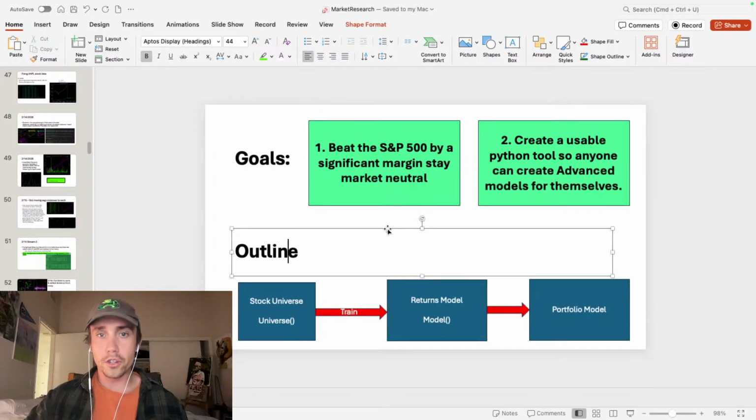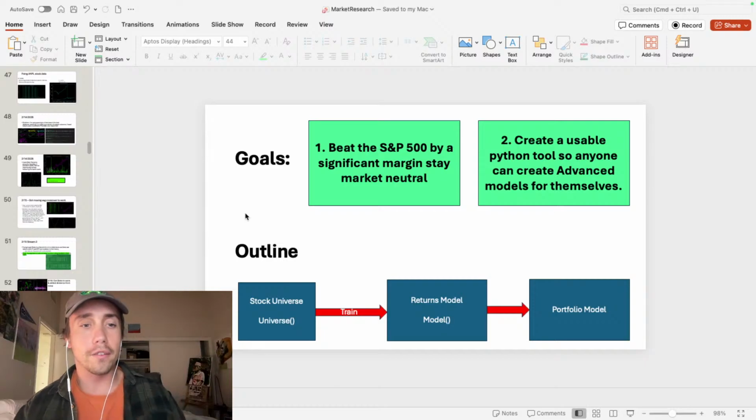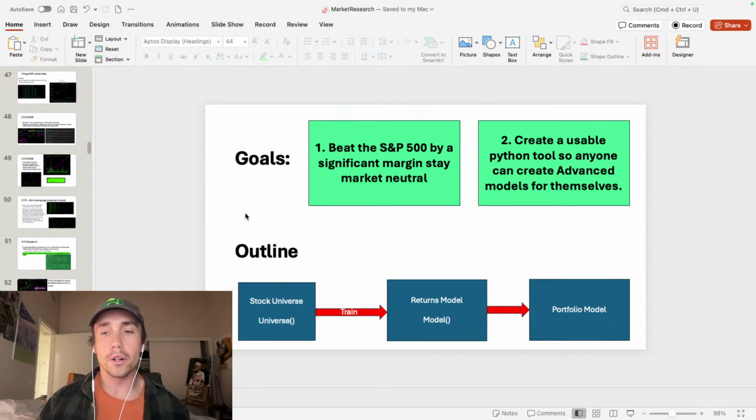So at the top, these are my two goals. First goal, beat the S&P 500 by a significant margin while staying market neutral. The S&P goes up on average 6% per year. I want to do significantly better than that, 3 to 4 times better, and return on average 18 to 24% per year while remaining market neutral. So the strategy should be robust to a recession or a big rally. It should just reliably give the returns no matter what.